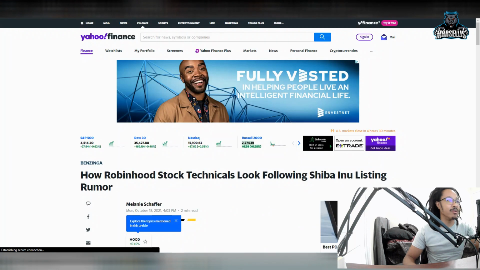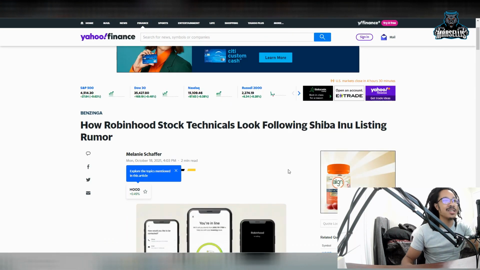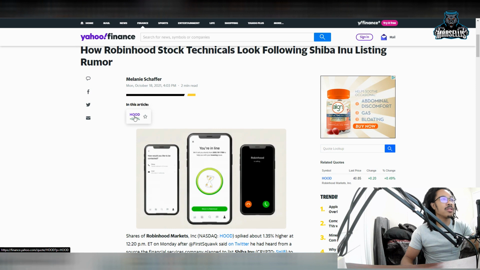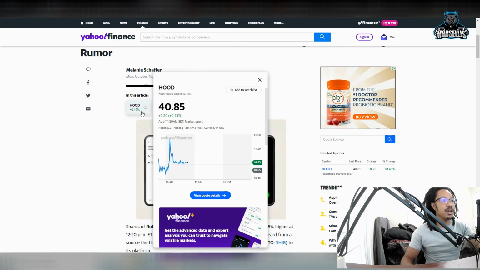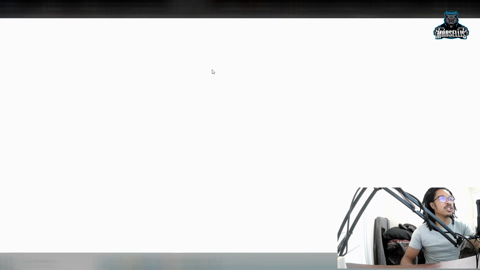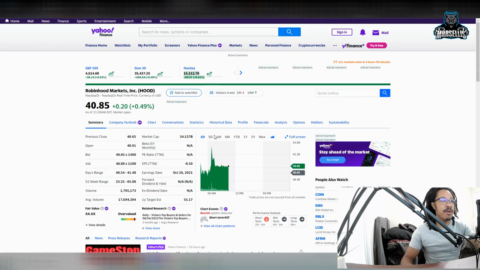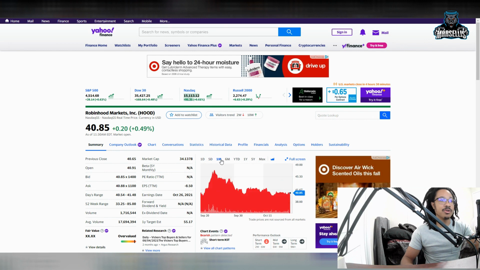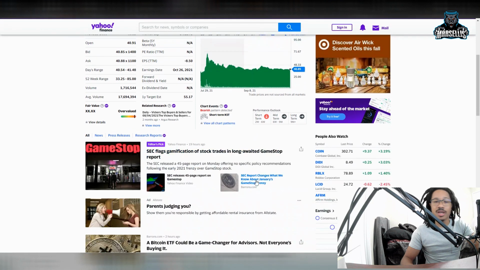And then another thing with this, we have this: how Robinhood stock technicals look following Shiba Inu listing rumor. So all that happened was a rumor came out, and then their stock actually started to go up. And let's just be completely honest here. Robinhood stock will go all the way up if they actually list Shiba Inu. If they do this, it's going to help them out a lot. They just come out with a rumor, and they get some rise in price action. This is definitely showing that Robinhood has potential. If they want their stock to grow, then they will add Shiba Inu. And that's just the facts.